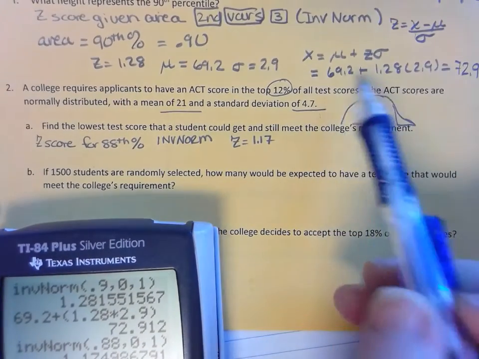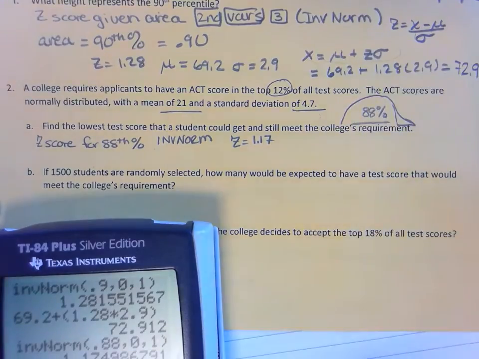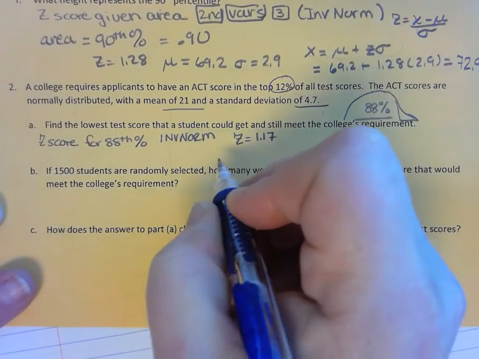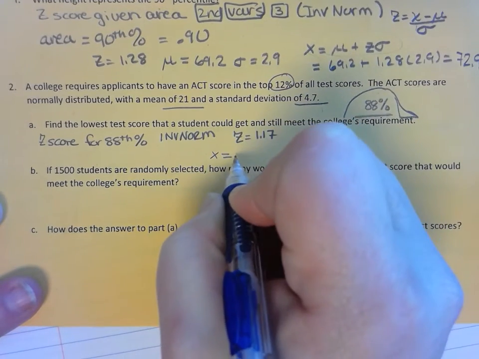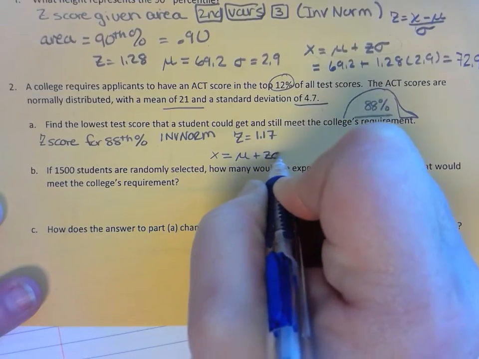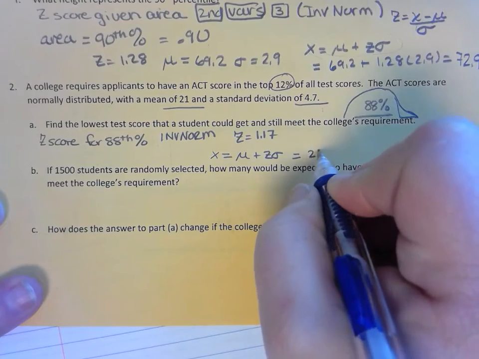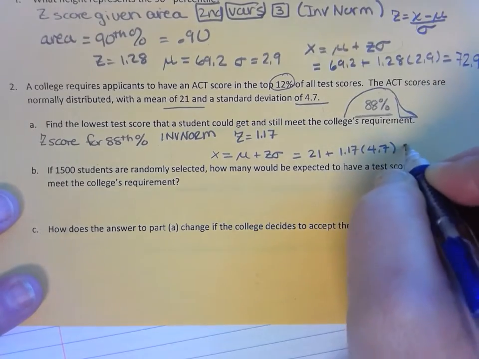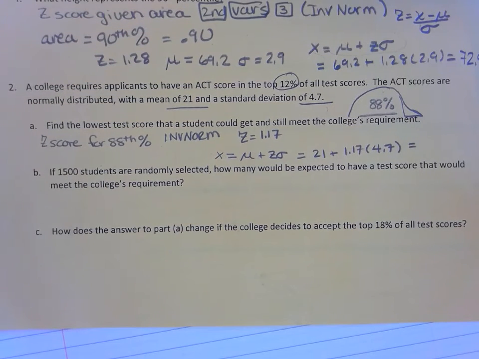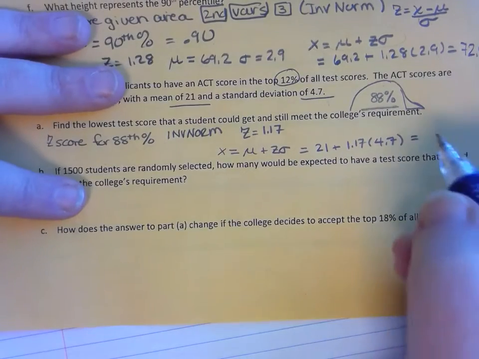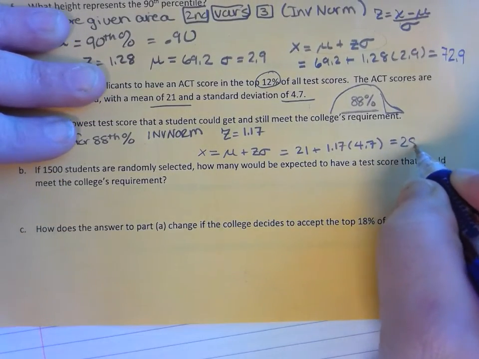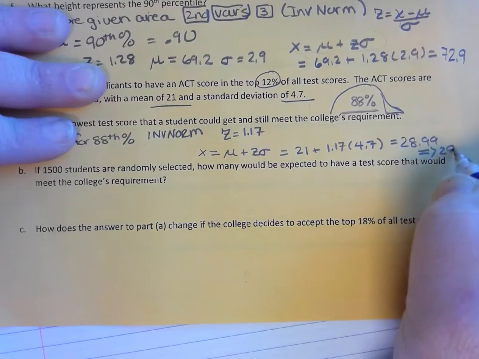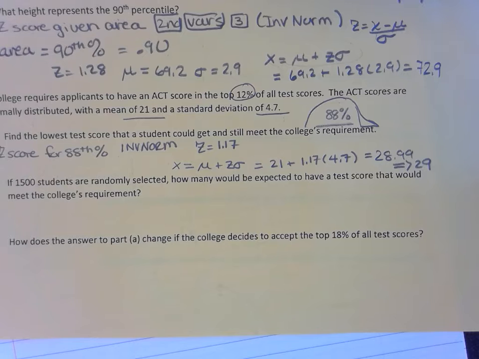So again, I'm going to use the mean plus the z-score times the standard deviation to get the value. So that's the mean plus z times the standard deviation, which is equal to: the mean is 21, the z-score is 1.17, and a standard deviation of 4.7. That's going to be 28.99, so it's going to be 29. So that person has to at least earn a 29 on the ACT.